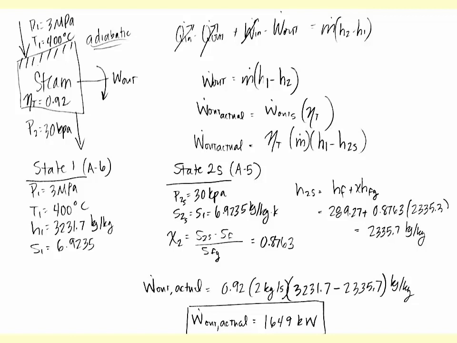So if we want to find the actual work, it's going to be 0.92 times the isentropic work, because the isentropic efficiency of a turbine is equal to the work actual over the work isentropic. So 0.92 times that is 824.32 kilojoules per kilogram. And if we wanted to find the power output of the actual turbine, we multiply by the mass flow rate, which is 2 kilograms per second. So we get 1648.64 kilojoules per second, or kilowatts.